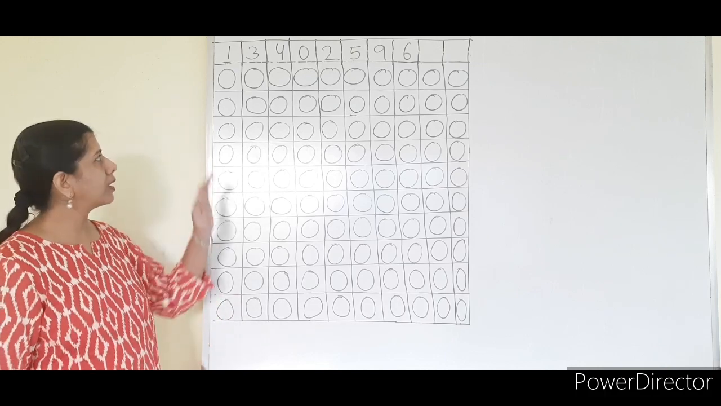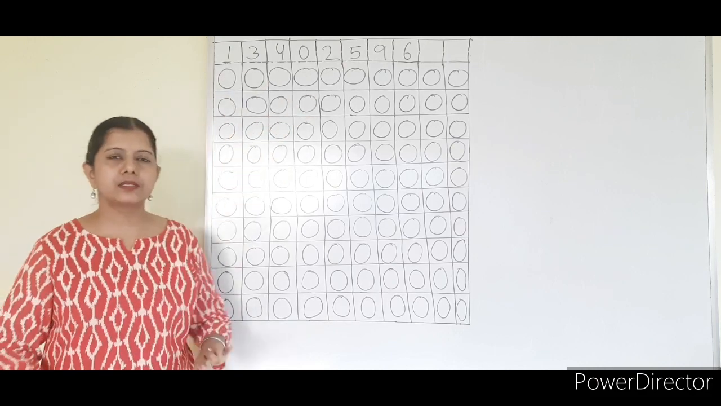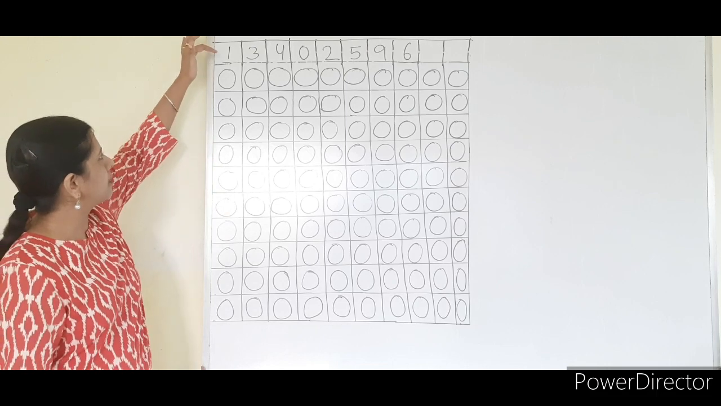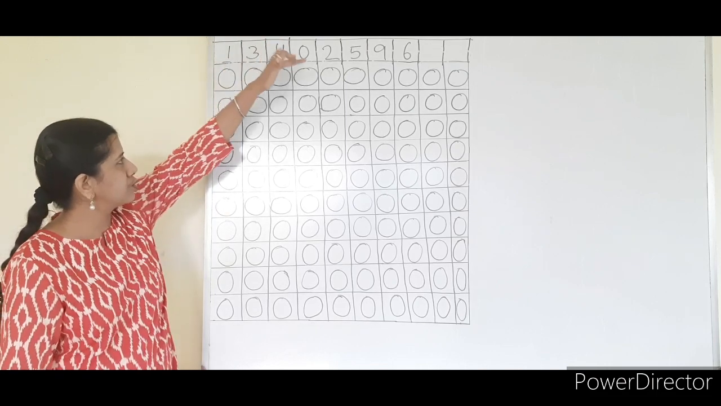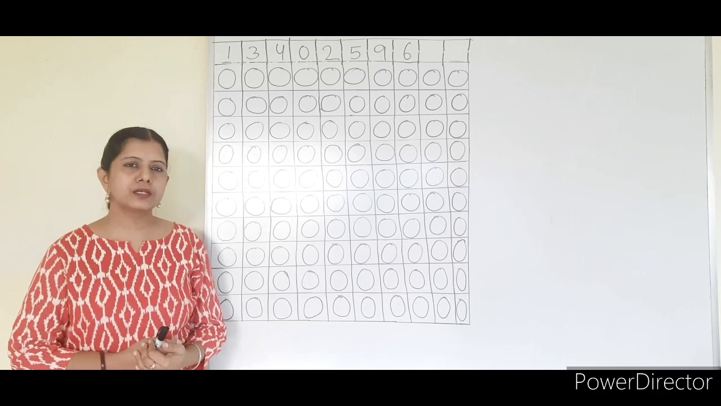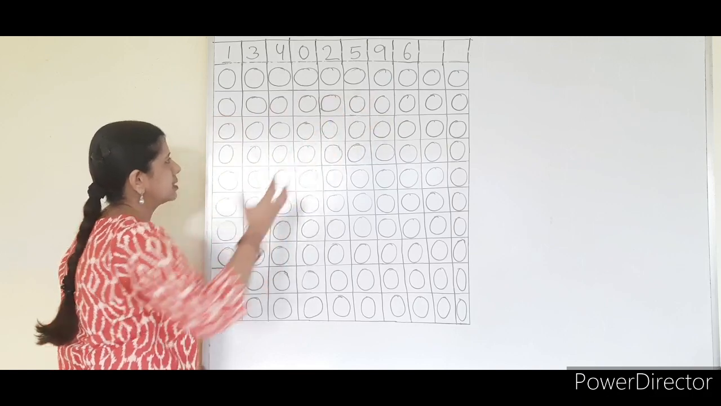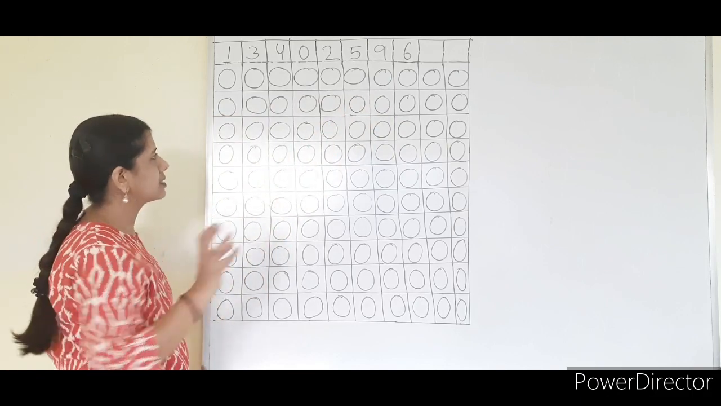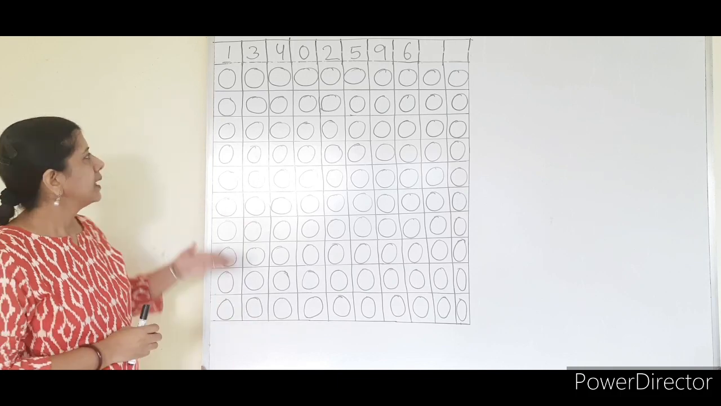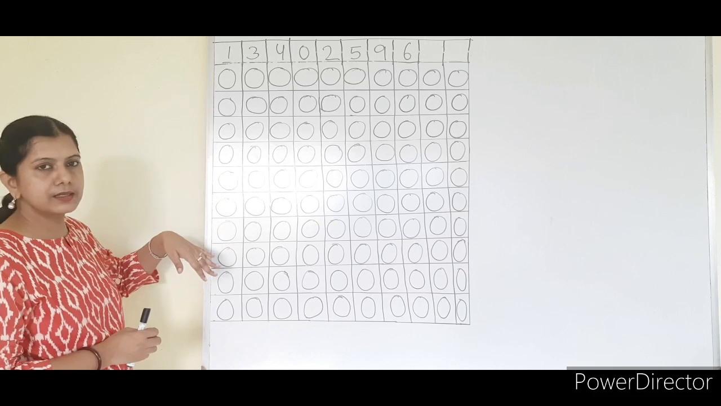Suppose you have an 8-digit roll number. This is an example, not the roll number of a particular student. So this is an 8-digit roll number: 1, 3, 4, 0, 2, 5, 9, 6. What I have seen is that most students make mistakes. They fill all these circles in the first line only. So how to fill up the roll number? In the first line there are 10 circles.